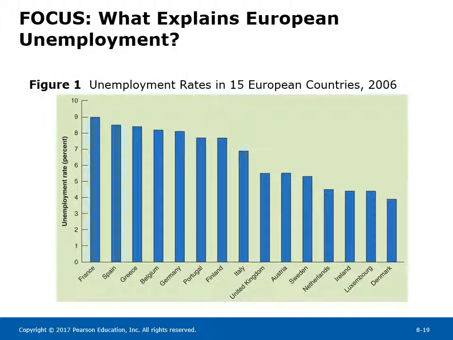Figure 1 shows unemployment rates in 15 European countries in 2006, a year in which inflation was stable, implying the unemployment rate was equal to its natural rate. In some European countries such as France, Spain, Germany, Greece, and Belgium, unemployment was high, but in some other European countries such as Ireland, the Netherlands, and Denmark, the unemployment rate was quite low.